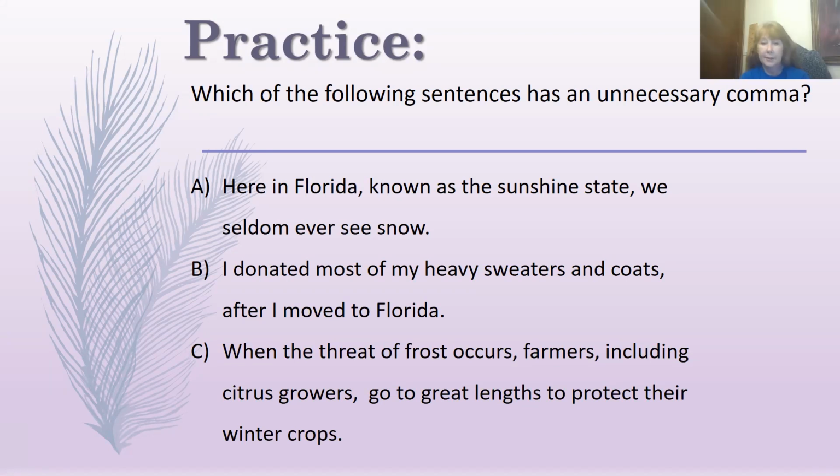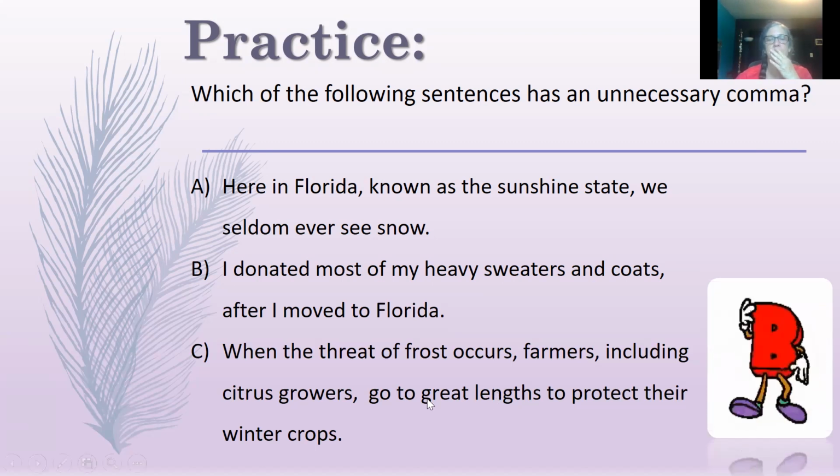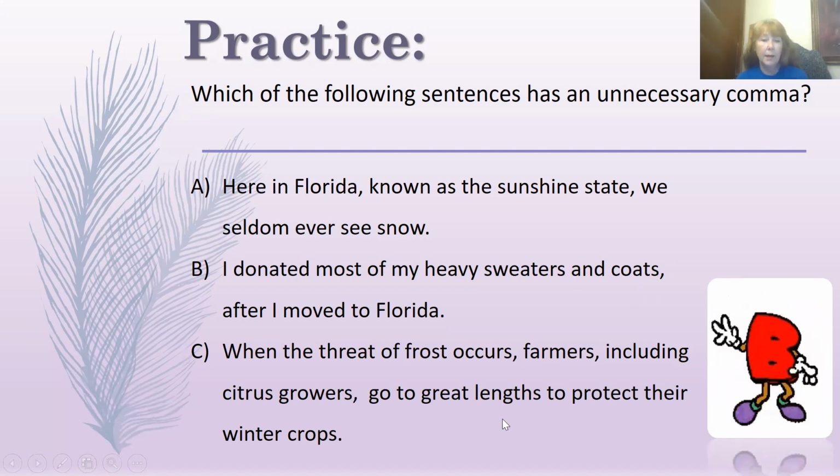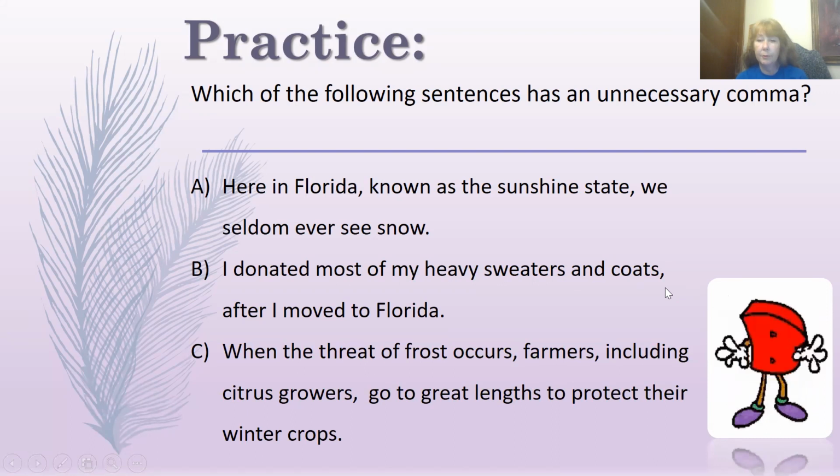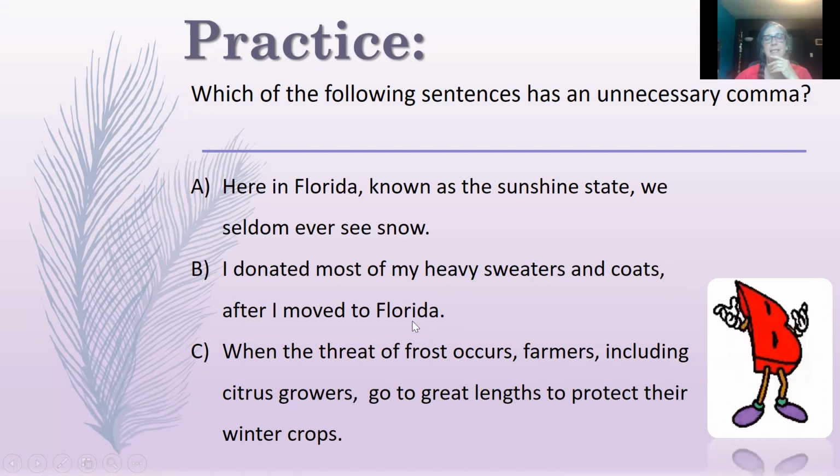Right. Still makes sense. Yeah, exactly. So now we can take our little handles, put our little interrupter back in place, and have just some important information, but it's not essential because it doesn't identify the farmers. It's just reminding us that citrus growers are also farmers. Good job, Joey. What's wrong with B? You don't need a comma after I moved to Florida. That's right. ICDC requires no comma.